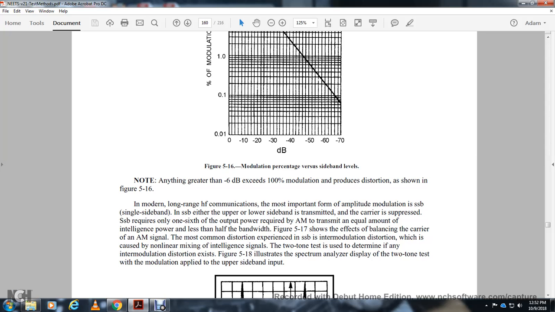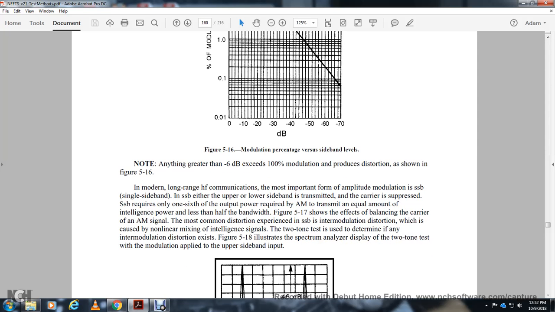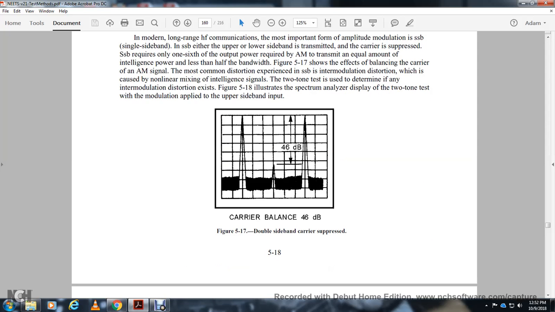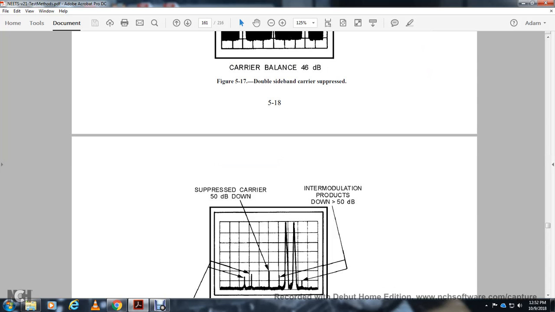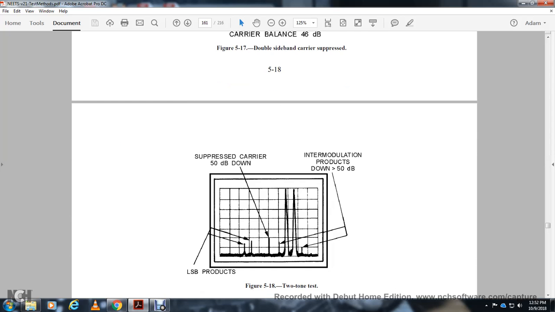The most common distortion experienced with single sideband is intermodulation distortion, which is coupled with the nonlinear mixing of the intelligence signal. The two-tone test is used to determine if intermodulation distortion exists. Figure 5-18 illustrates the spectrum analyzer display with the two test tones with the modulation applied to the upper sideband, occurring with a balance of 48.6 decibels. Suppressed carrier is 50 decibels down. Intermodulation products are 50 decibels down.